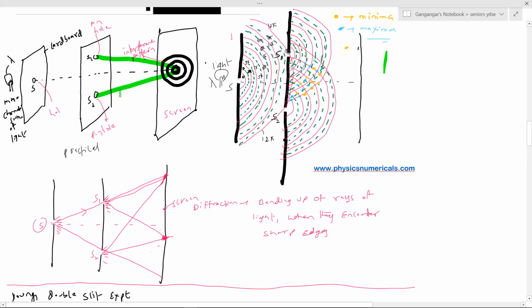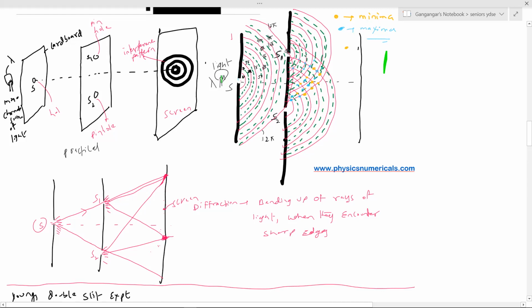Getting the idea? Here you can see the rays have different paths. Where the path difference is lambda by 2, 3 lambda by 2, minima will come. So like that, alternate bright and dark regions are noticed on the screen. This shows that light in fact behaves like a wave, not like a particle, or better said, it does not have rectilinear propagation.